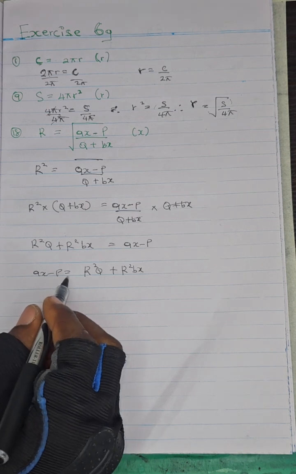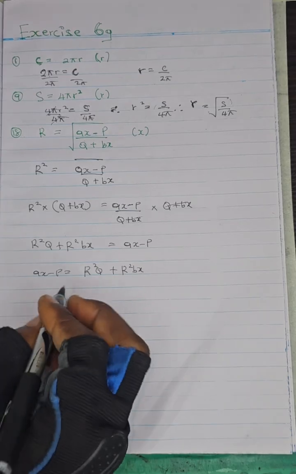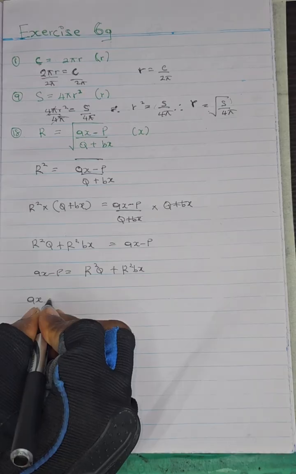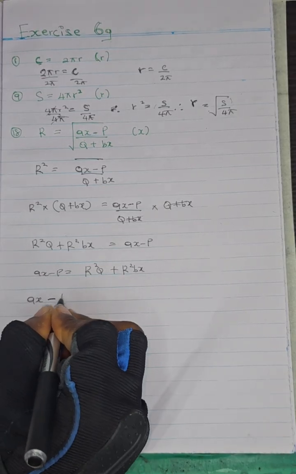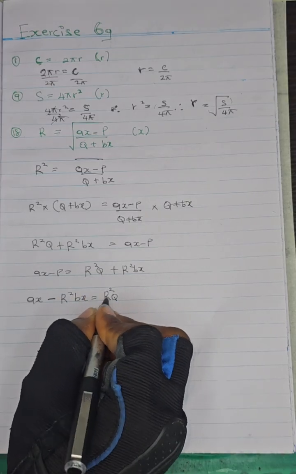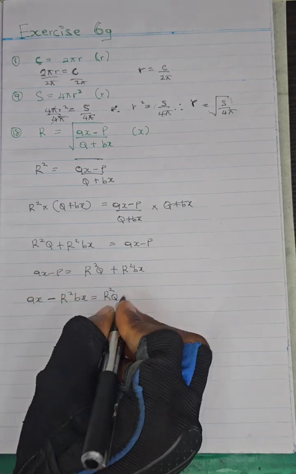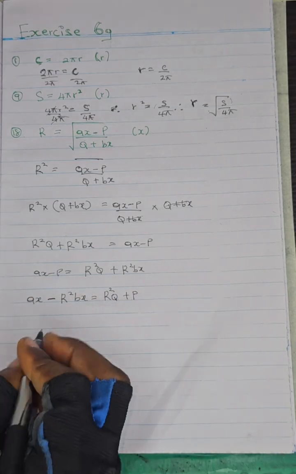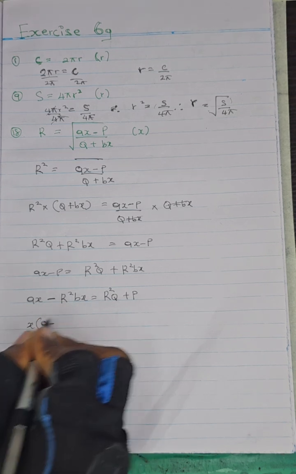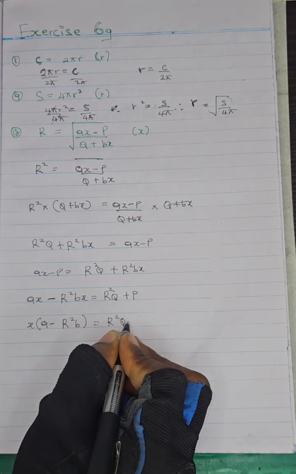First thing we are going to do is to make sure that x is on one side of the equation, because x is what we are looking for as the subject. So we'll write ax, anything that contains x. It is plus here, so when it crosses the equation, it becomes negative: minus r squared bx is equal to, this one does not have x, so it remains where it is, r squared q. This p does not have x, so it crosses to this side, and it's negative, so it will be plus p. So we'll take out x: x times (a minus r squared b) is equal to r squared q plus p.